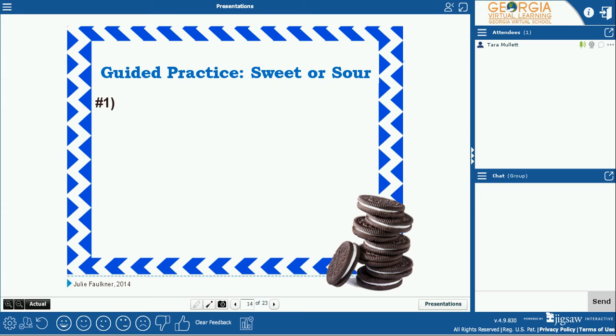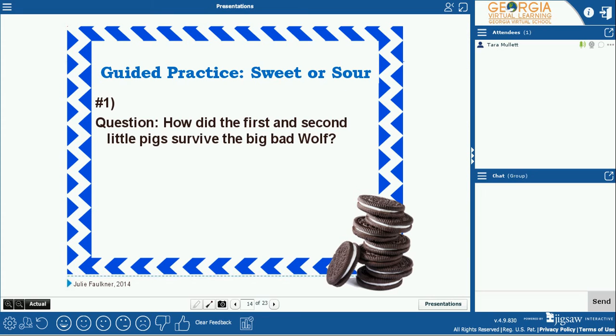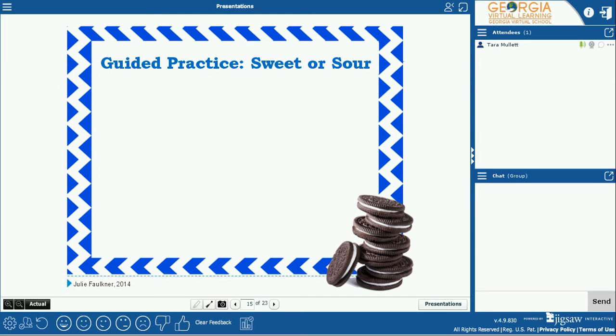Let's take a look at some examples. This is the answer to a question: how did the first and second little pig survive the big bad wolf? Answer: they ran away. That's a paraphrase of basically the whole story. This is a sour example. Okay. These next two, click, come on.